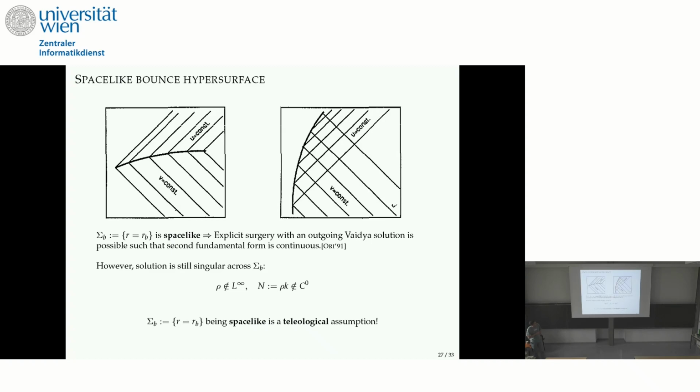So if this hypersurface Sigma_b is spacelike, then an explicit surgery procedure with an outgoing Vaidya solution is possible, such that the second fundamental form is continuous. However, the solution is still very singular, namely the energy density rho is not in L infinity, and the particle current is not continuous because it bounces off. And it's a teleological assumption somehow, right, that the bounce hypersurface is spacelike. You cannot read it off from the initial data.